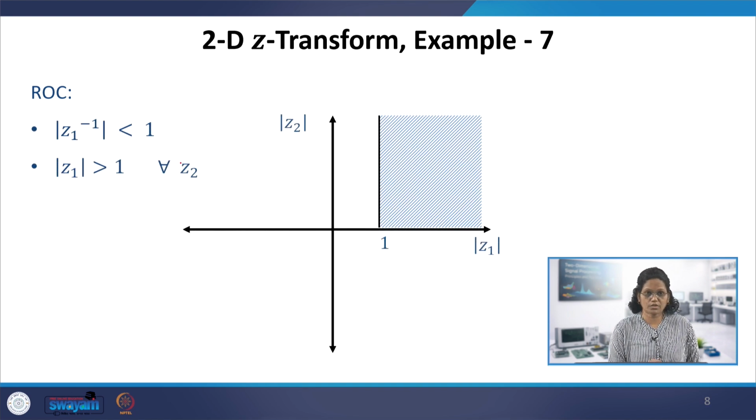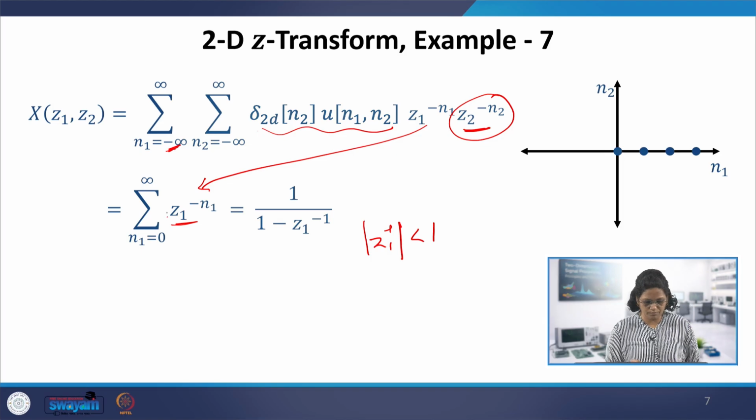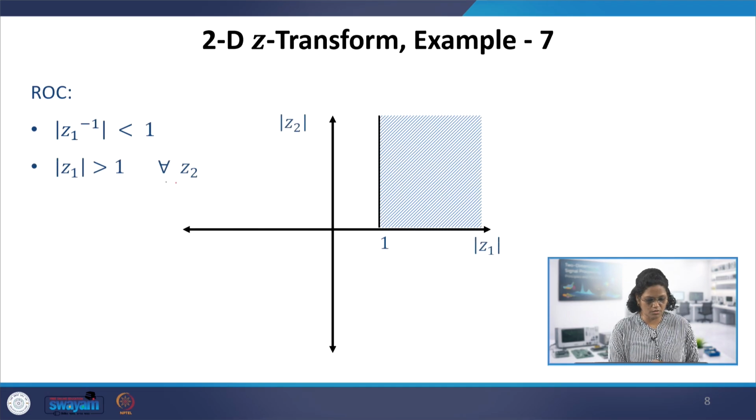So for all values of z2, it is independent of z2, this X of z1 comma z2. So for all values of z2, this ROC needs to be considered. In the sense, z1 greater than or equal to 1: this is 1, this line is z1 equal to 1, and greater than is this one, for all values of z2. So z2 can take any value. So the region ROC is existing here in this region.